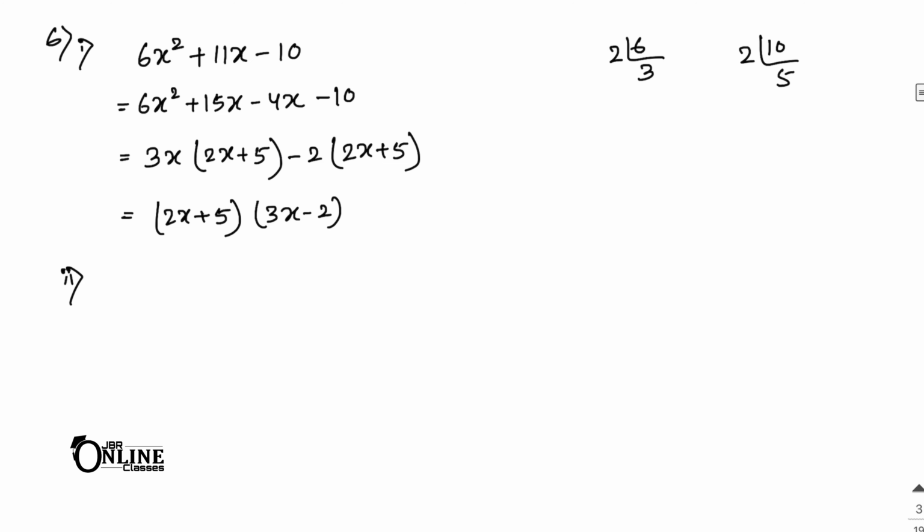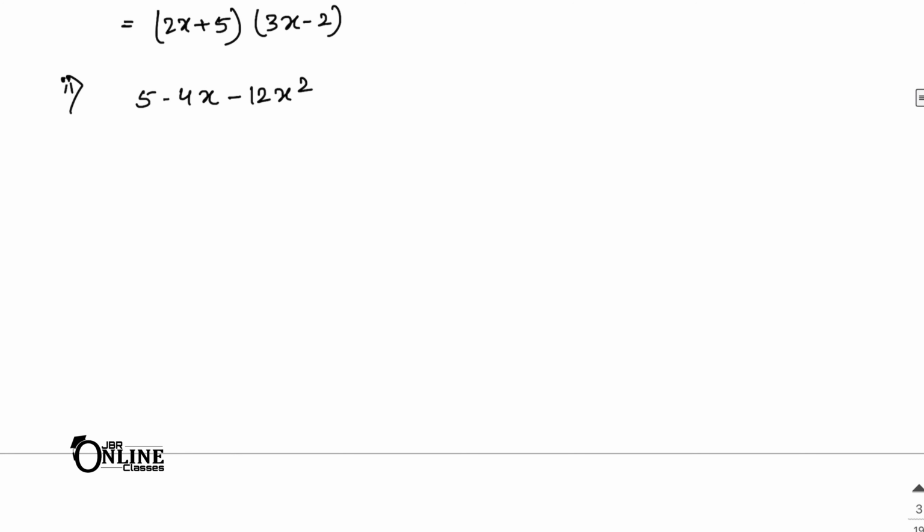Here 5 minus 4x minus 12x square. So that means the middle term is 4x. Here the coefficient of x square is 12 and the constant term is 5. So here 2 6s are 12, then here 2 3, and then here 5. So you have to make 4 here. As here 3 into 2 is 6, and here 5 into 2 is 10, so you can write 10 minus 6 equals 4.